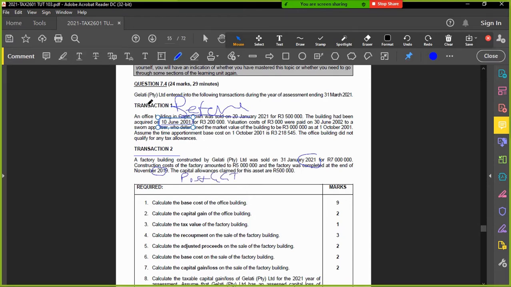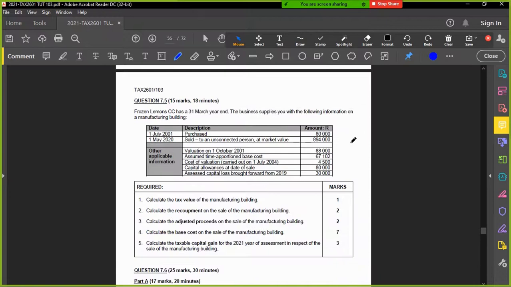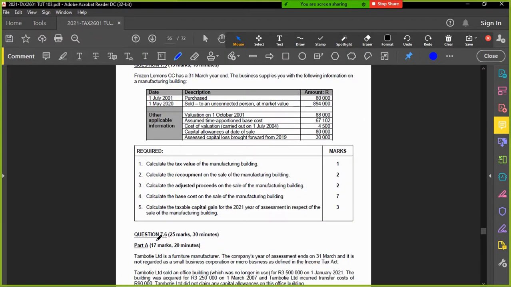Okay, so the only one that you might struggle with is this one, because this is before. This one we can discuss if you do struggle, but have a look at it, see if you can do it, see how you go, because they've given you all the values there. There's the time to portion based costs. There's the market value of the building. Do you see that? Yes. Okay. All right. So try that one, and then let's see. Okay, there's another one. Wow, there's a lot here.